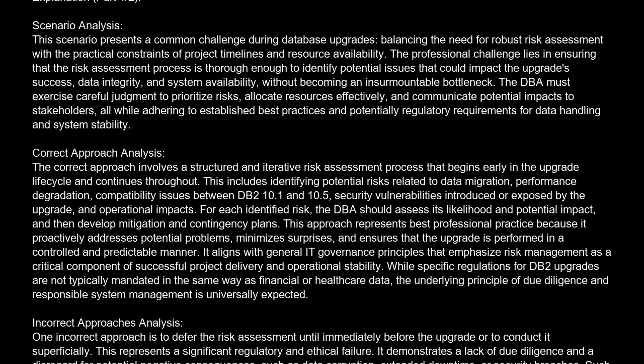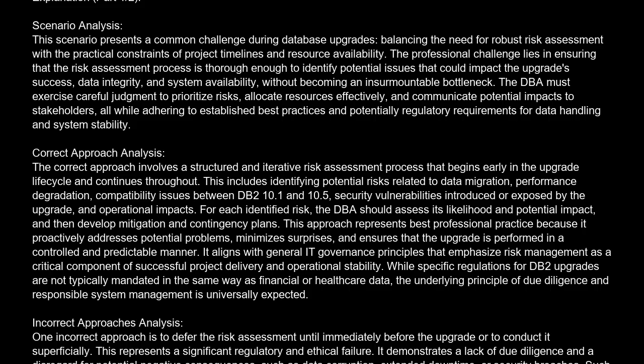Correct approach analysis. The correct approach involves a structured and iterative risk assessment process that begins early in the upgrade lifecycle and continues throughout. This includes identifying potential risks related to data migration, performance degradation, compatibility issues between DB2 10.1 and 10.5, security vulnerabilities introduced or exposed by the upgrade, and operational impacts. For each identified risk, the DBA should assess its likelihood and potential impact, and then develop mitigation and contingency plans.